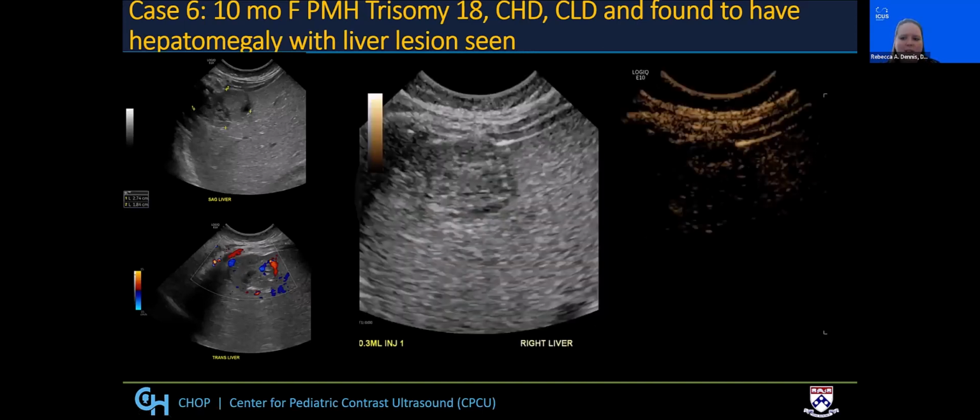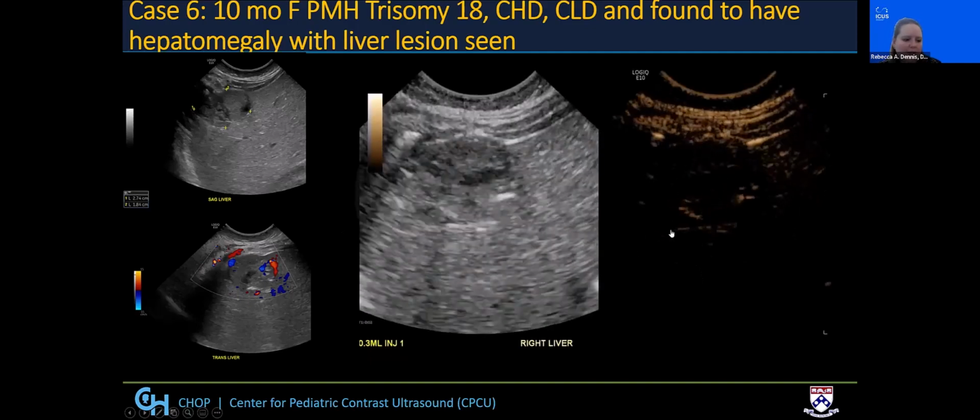This patient was in the ICU and very unstable with her heart disease and lung disease. Therefore, she couldn't go to an MR, primarily because of her respiratory issues. So we were able to actually bring the ultrasound to the ICU and do it at bedside. So that's another big benefit of contrast enhanced ultrasound to evaluate the liver.